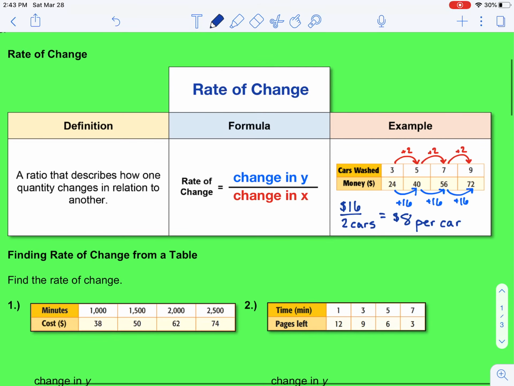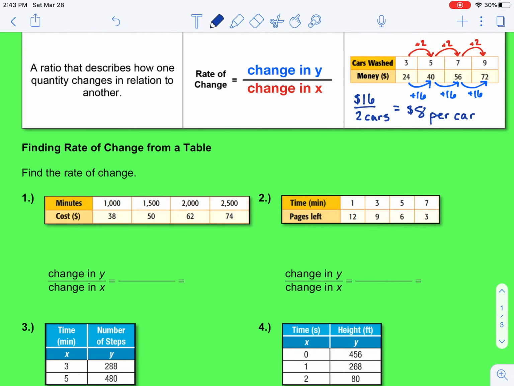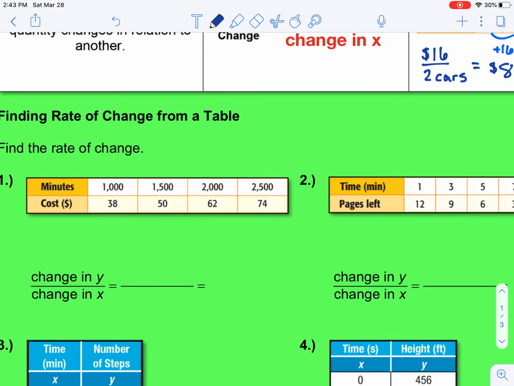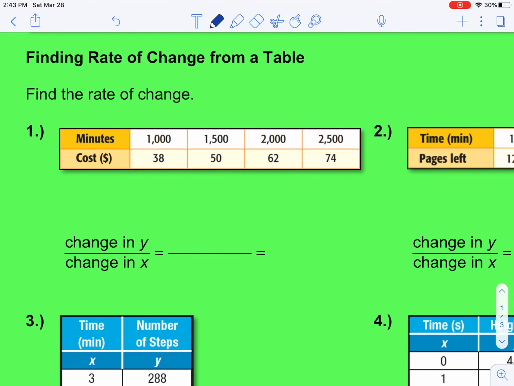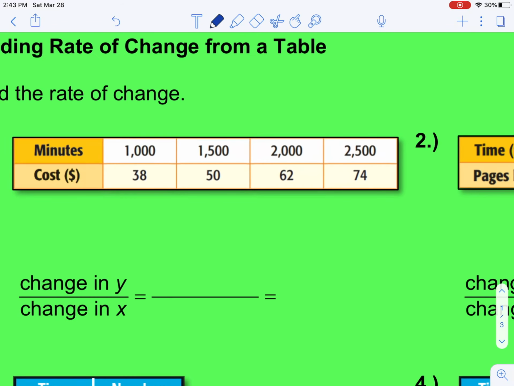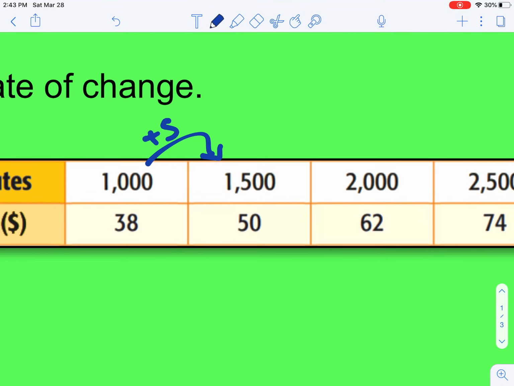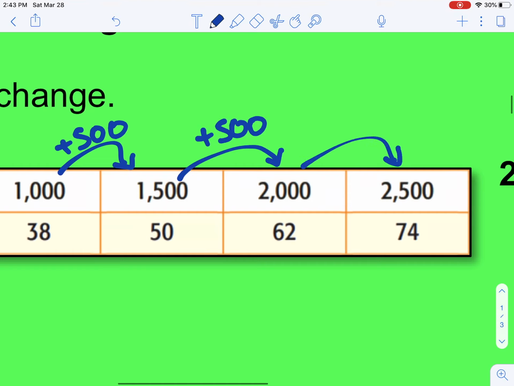All right, let's take a look at a couple examples using tables, and then we'll take a look at a couple examples using graphs. So number 1, I have minutes and I have cost. If I take a look at my minutes, we're going to see they go from 1,000 to 1,500. So that's a change of 500. And then from 1,500 to 2,000 is a change of 500. And then 2,000 to 2,500 is a change of 500.